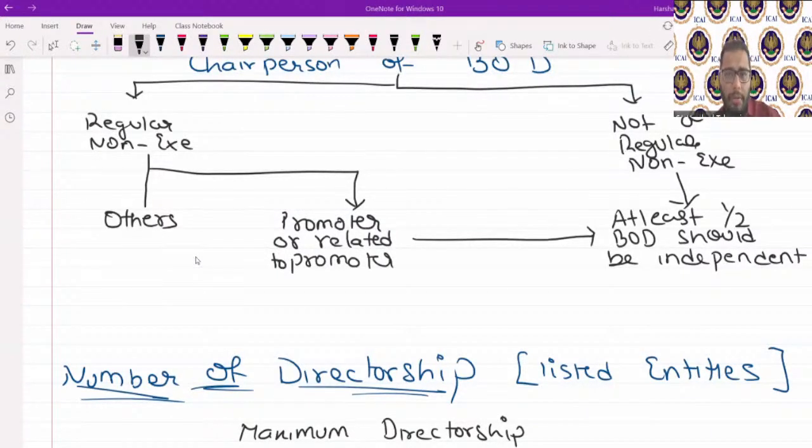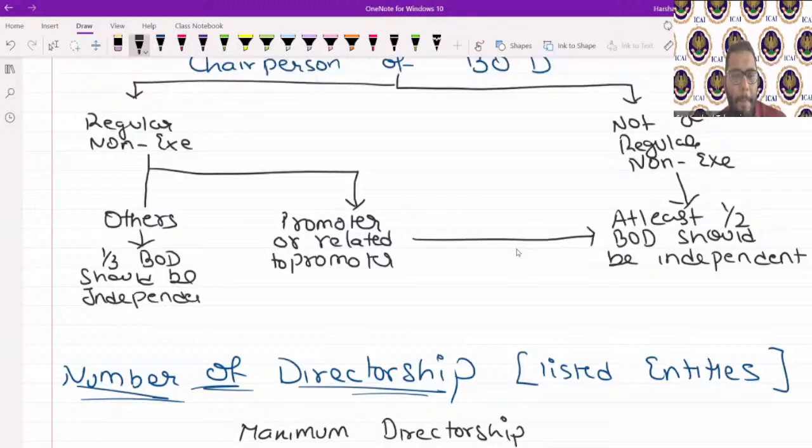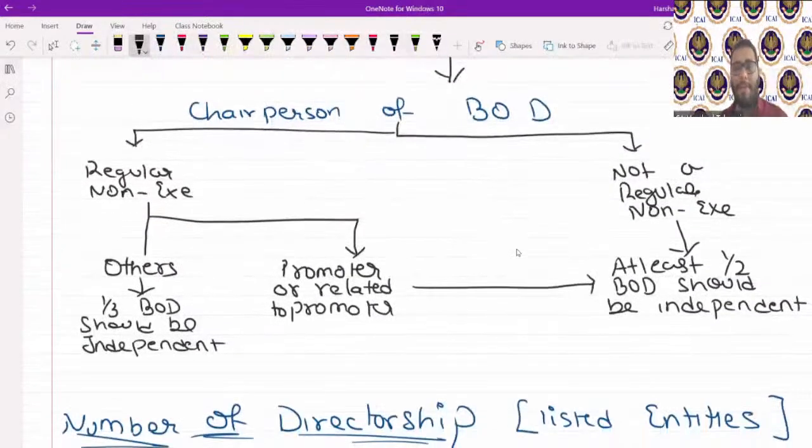At least half of the board should be made up of independent directors. If not, then one third of the board should be independent directors. Okay, this is about the chairperson of the BOD.